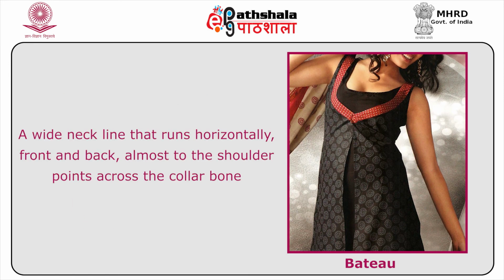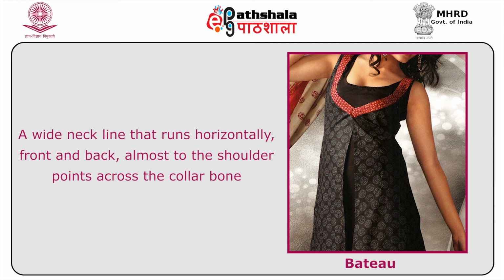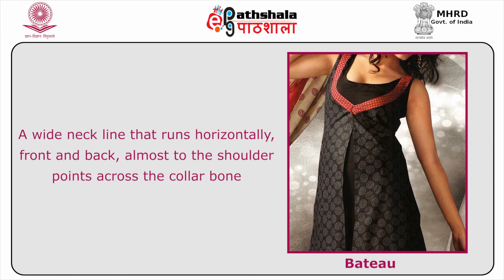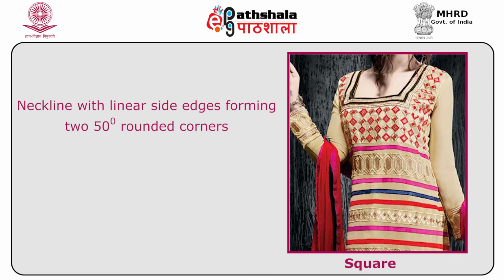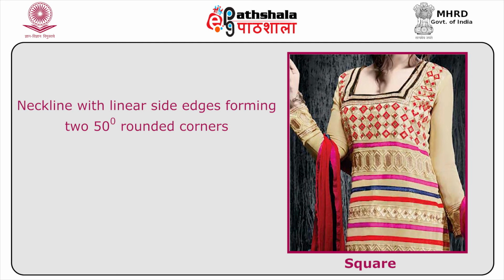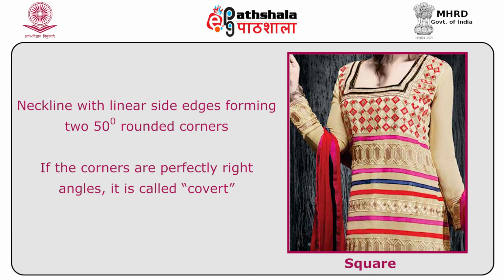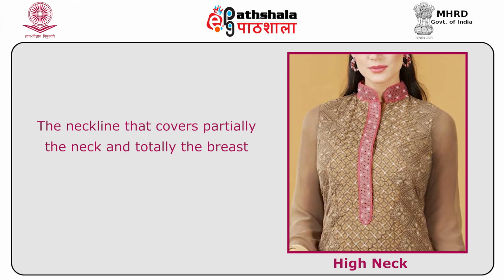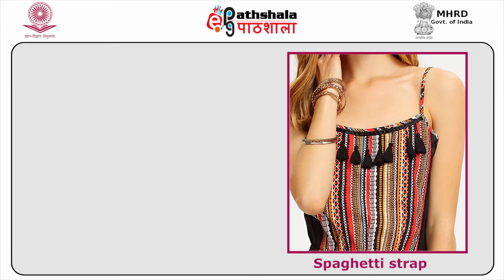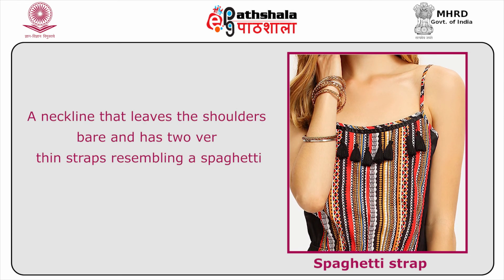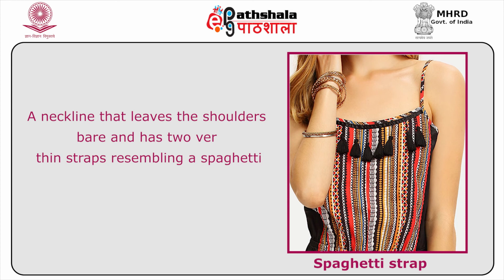Abce. A wide neckline that runs horizontally, front and back, almost to the shoulder points across the collarbone. The square neck. Neckline with linear side edges forming two 90-degree rounded corners. If the corners are perfectly right angles, it is called covert. High neck. The neckline that covers partially the neck and totally the breast. The spaghetti strap, a neckline that leaves the shoulders bare and has two very thin straps resembling spaghetti.